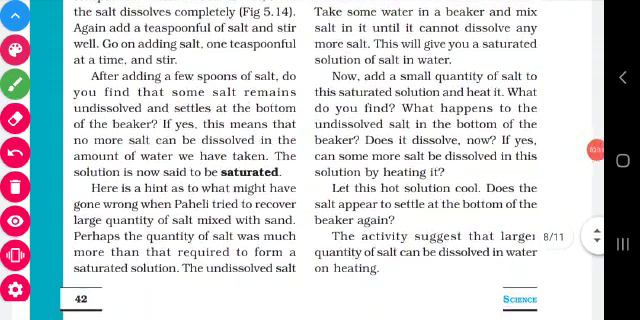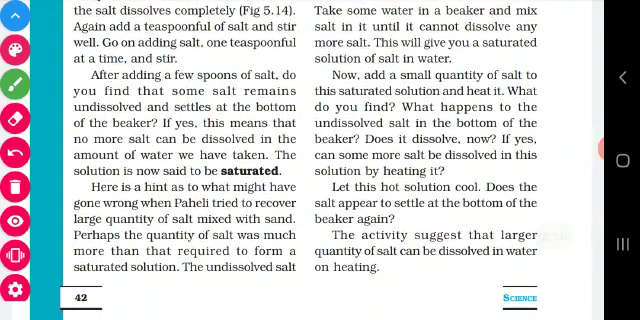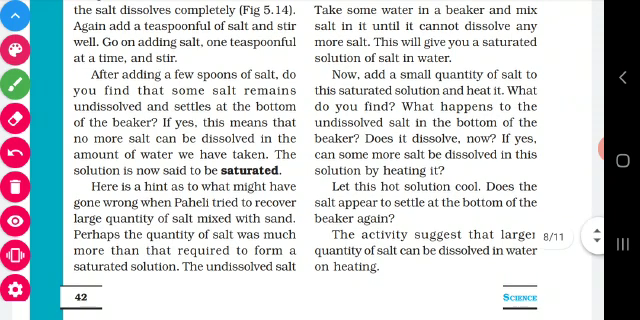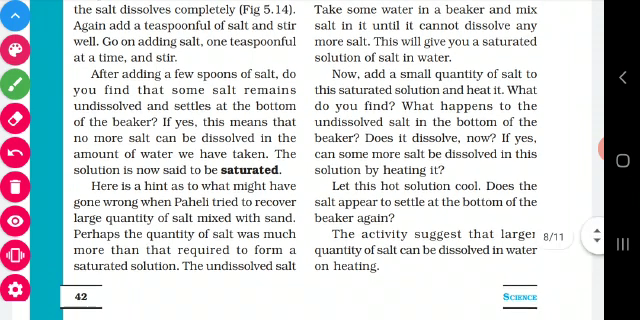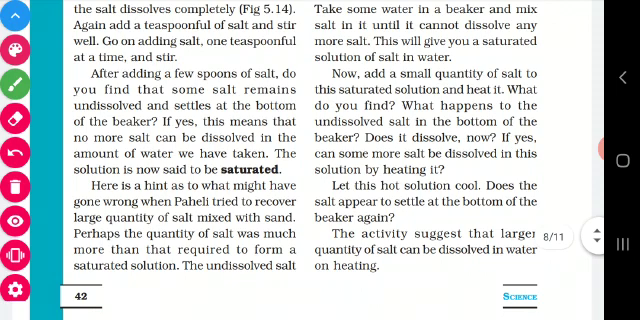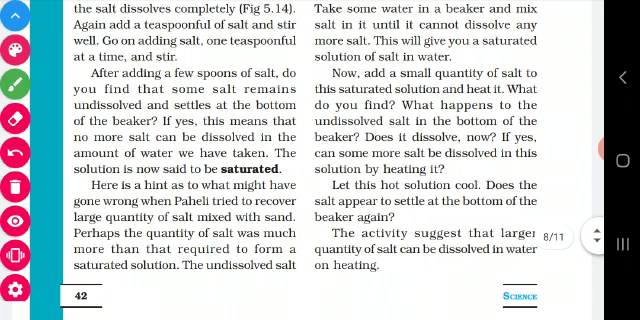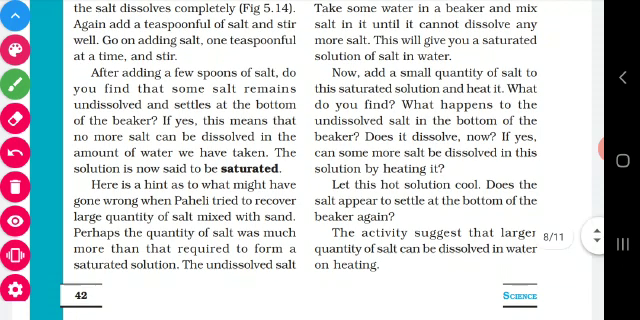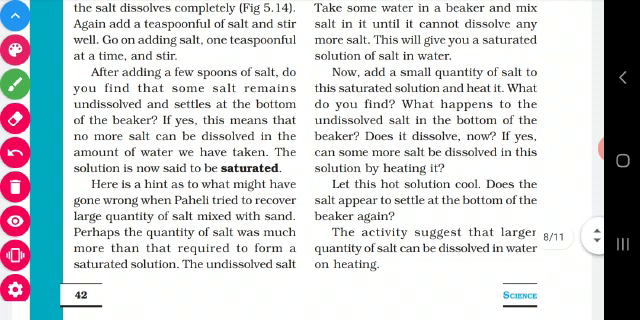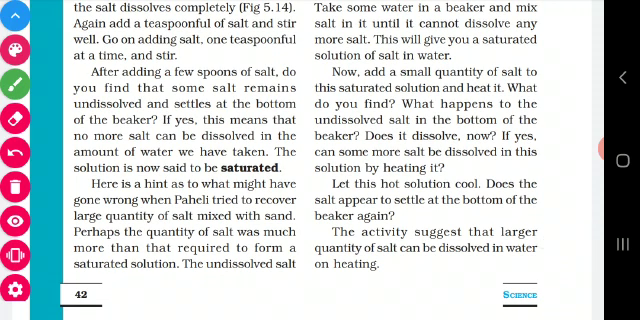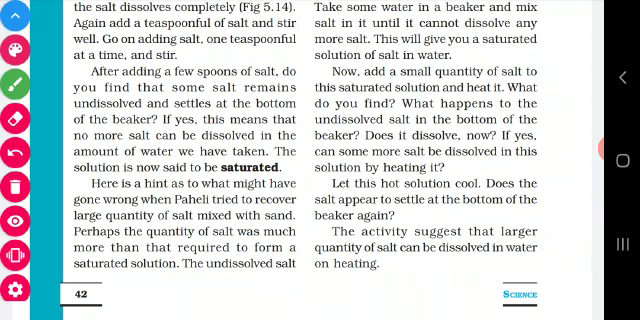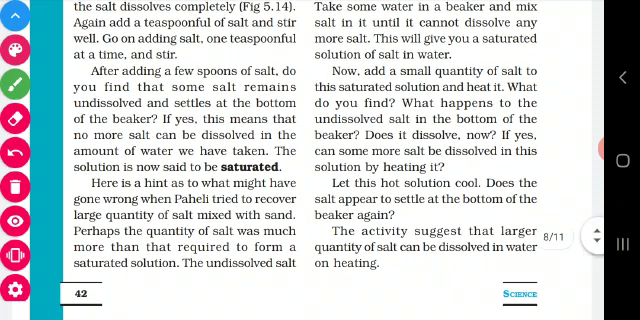For this activity, you take a beaker, a tumbler or anything else. In that beaker or tumbler, you take some amount of water. Fill it half with water. Then you add a spoonful of salt and stir well. So what happens? The salt disappears in water. That is, the salt is soluble in water.